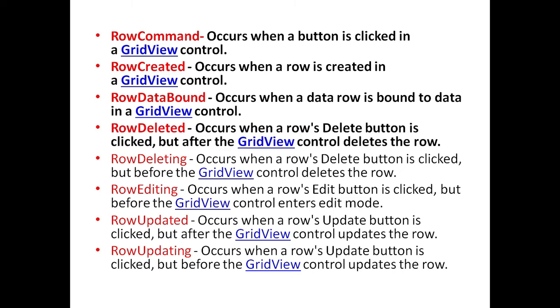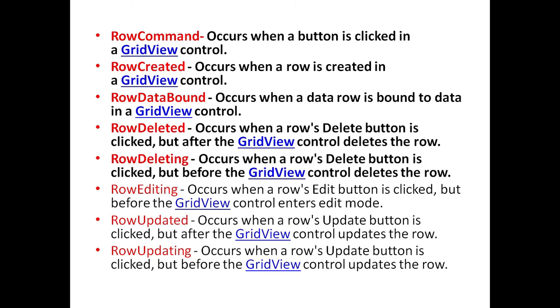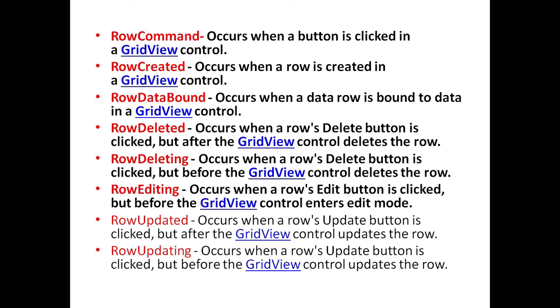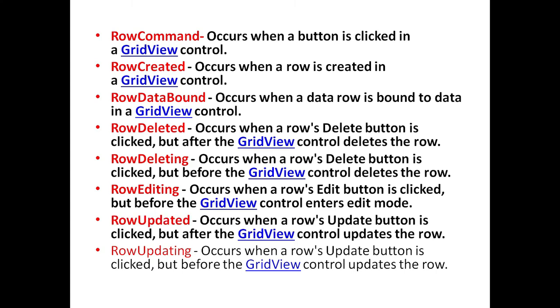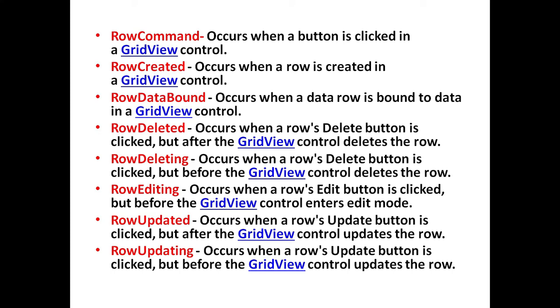RowDeleted event occurs when a row's delete button is clicked, but after the GridView control deletes the row. RowDeleting event occurs when a row's delete button is clicked, but before the GridView control deletes the row. RowEditing event occurs when a row's edit button is clicked, but before the GridView control enters edit mode. RowUpdated event occurs when a row's update button is clicked, but after the GridView control updates the row. RowUpdating event occurs when a row's update button is clicked, but before the GridView control updates the row.